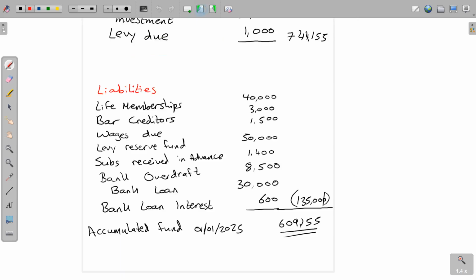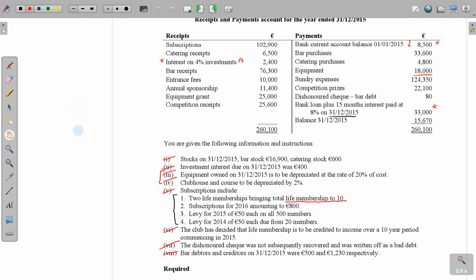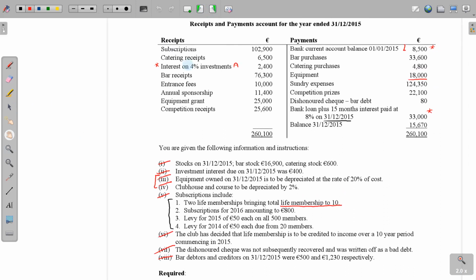So I'm just going to put an asterisk on stuff we've changed, let's say. So kind of the box is the easiest to look at. So we know that subscriptions has changed. We know we've done stuff for catering. We've done stuff with bar receipts. We haven't done anything with entrance fees, annual subscriptions.